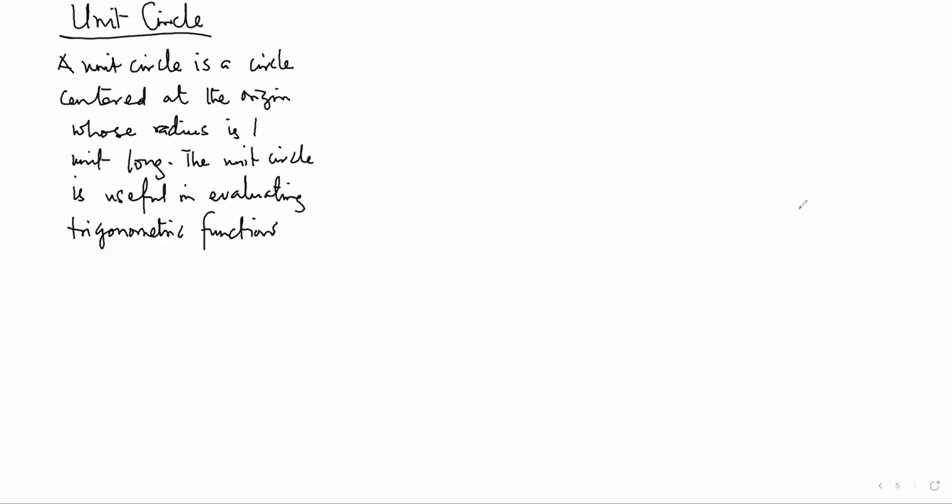Okay, so welcome back. We're talking about a unit circle now. A unit circle is a circle centered at the origin, whose radius is 1 unit long. The unit circle is useful in evaluating trig functions.